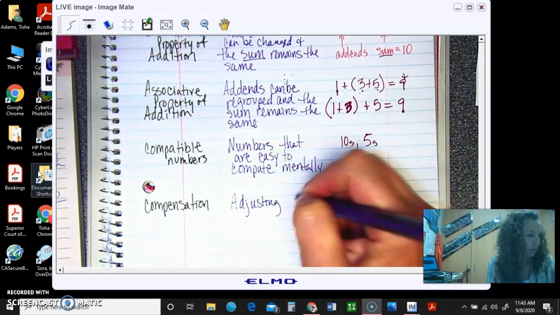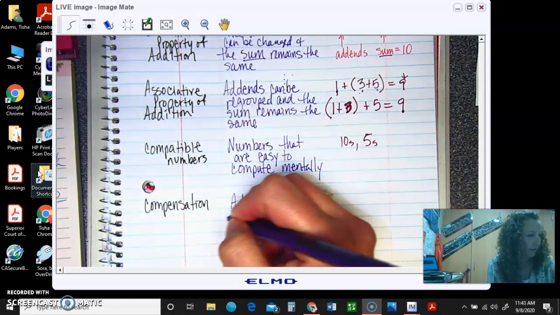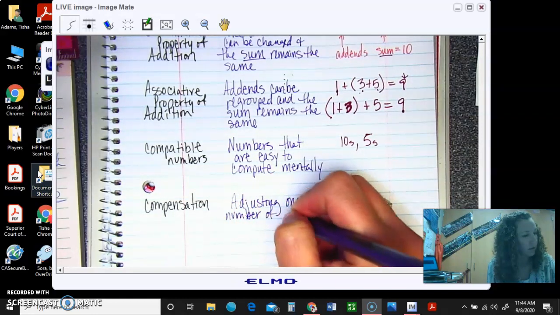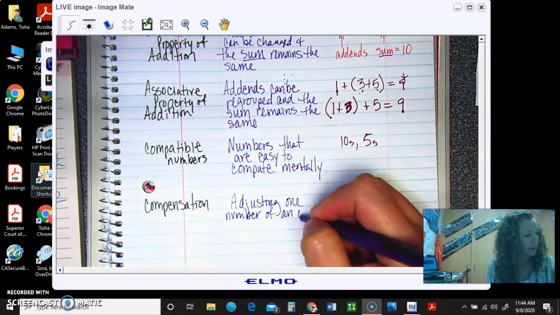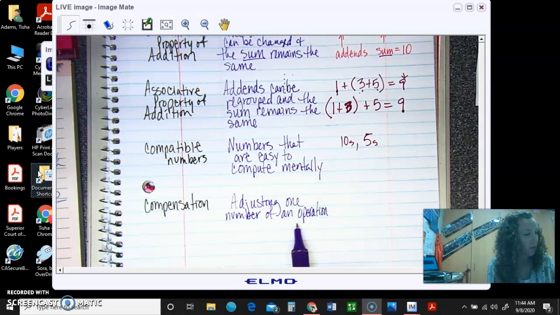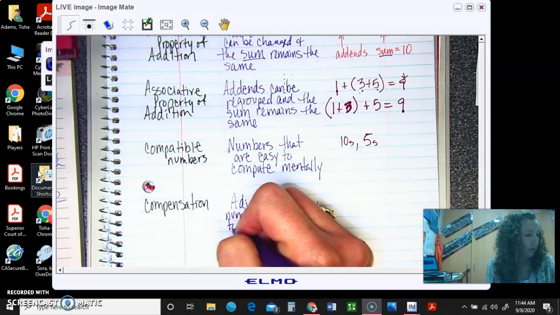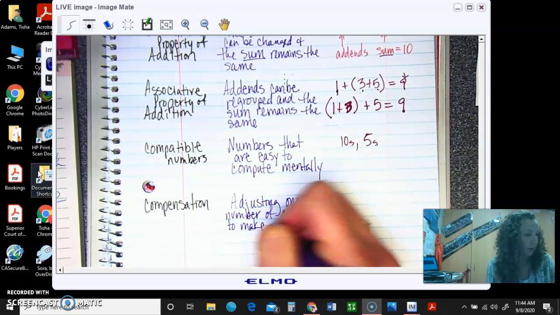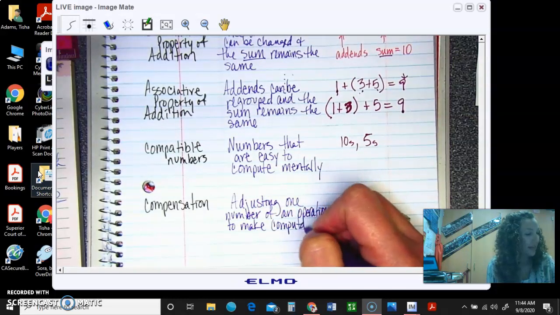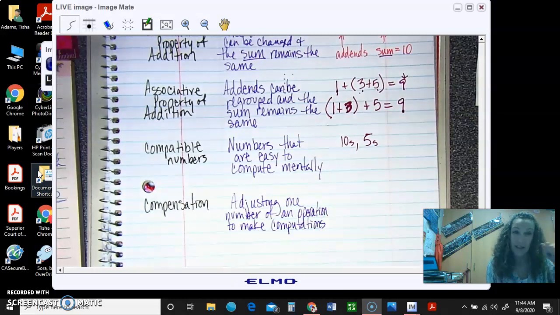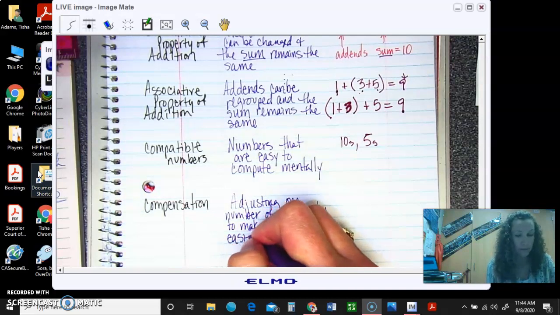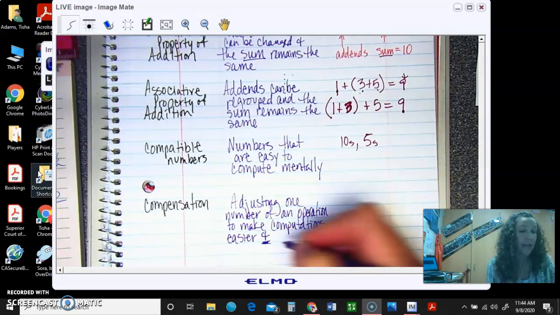Adjusting one number of an operation to make computations easier, being a calculator, figuring out that math, easier. And remember, that's "and."